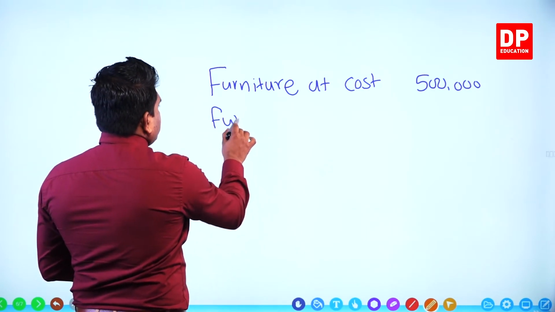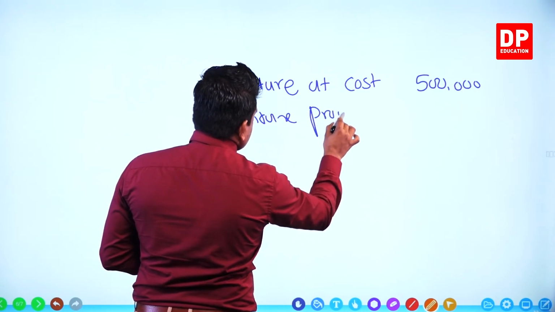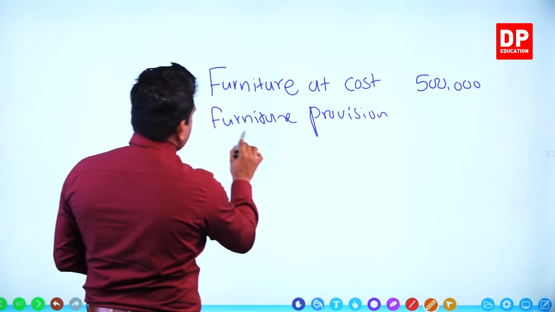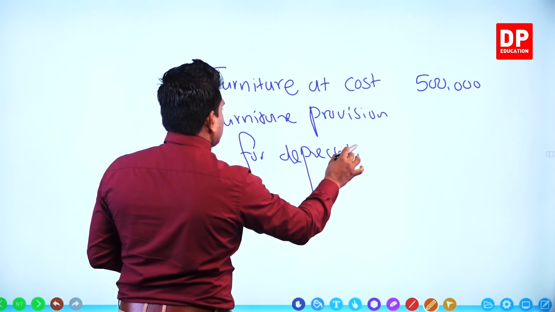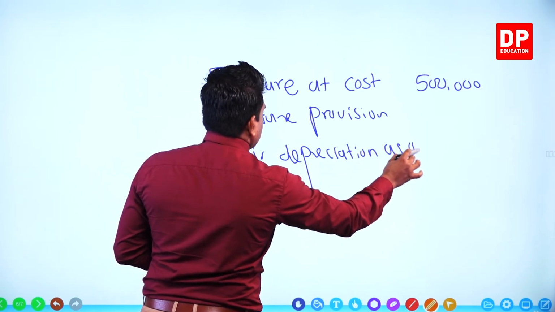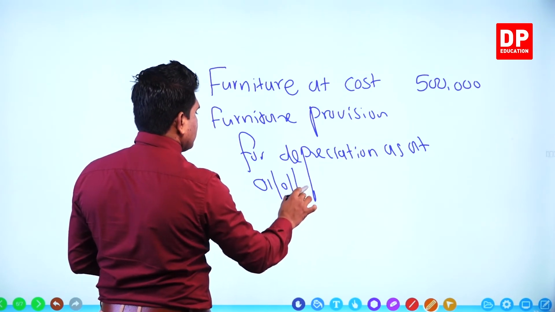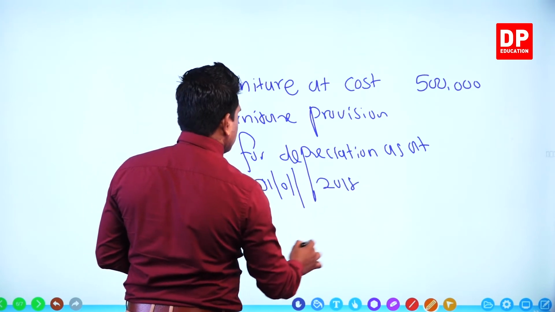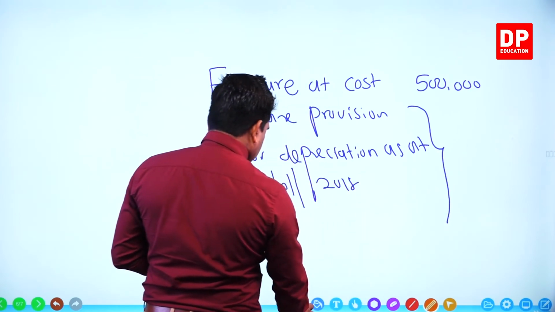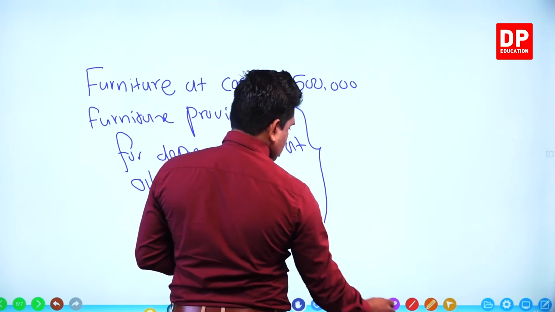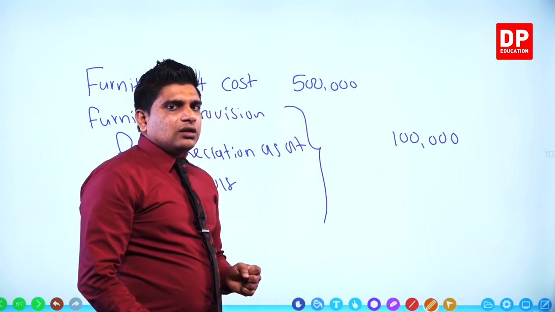Furniture, again they will give furniture, provision for depreciation. They will give an asset balance, definitely given on the first day of the accounting period, right? 2018, you think? They will give another value, right? You think 100,000? Yeah.